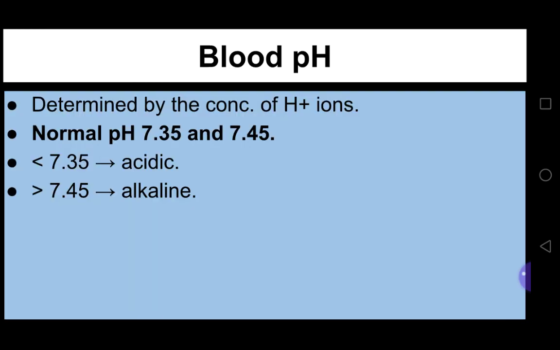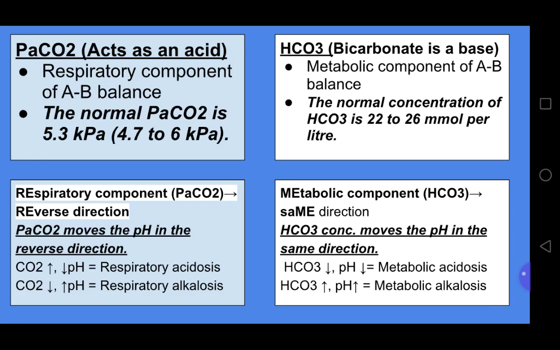Normal blood pH is 7.35 to 7.45 and it is determined by the concentration of hydrogen ions. If blood pH is less than 7.35, blood is acidic, and if the pH is more than 7.45, blood is alkaline. Coming to our main topic of today's video, which is acid-base balance.